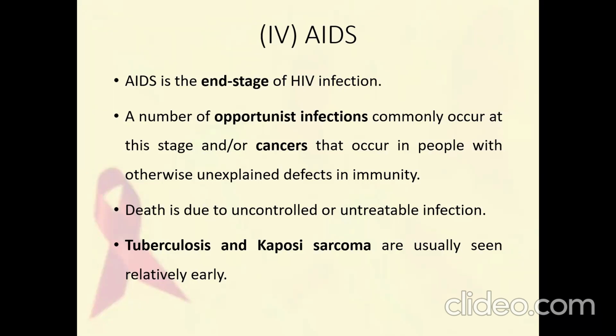Tuberculosis and Kaposi sarcoma are usually seen relatively early. AIDS is the end stage of HIV infection. A number of opportunistic infections commonly occur at this stage, or cancers that occur in people with otherwise unexplained defects in immunity. In this stage, death is due to uncontrolled or untreatable infection. Mainly tuberculosis and Kaposi sarcoma are usually seen early.